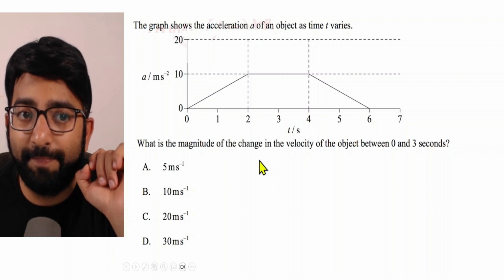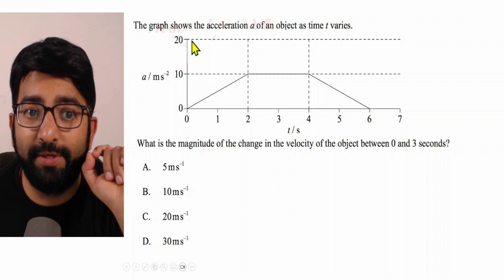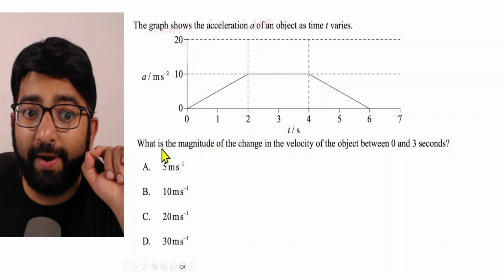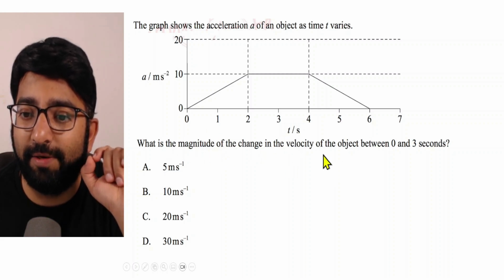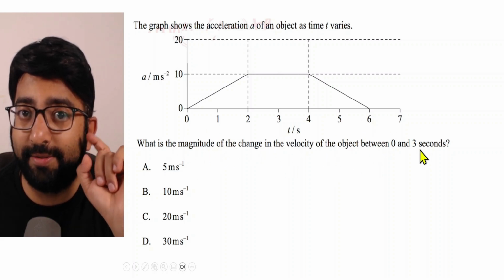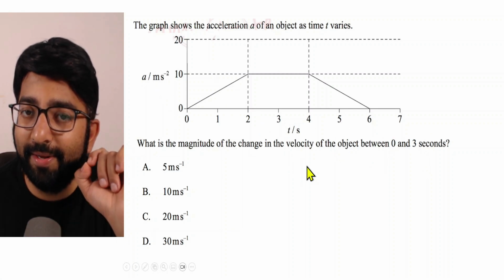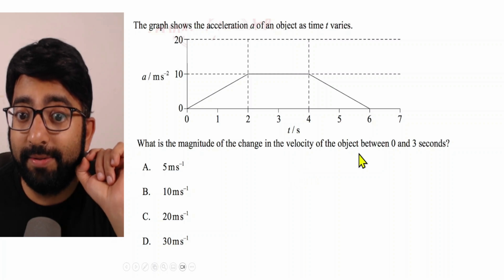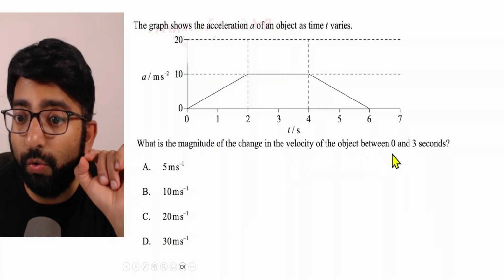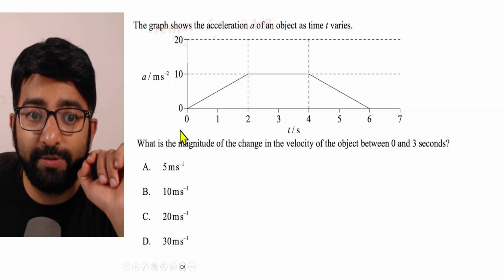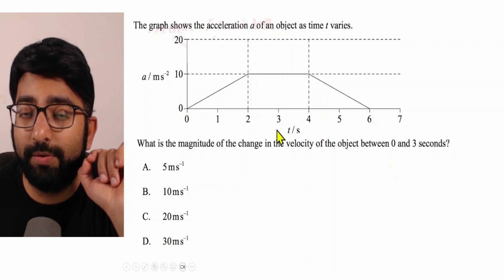A similar question to the previous one. Here we have a graph which is acceleration time and we have to find the magnitude of the change in velocity from 0 to 3 seconds. The same principle, area under the acceleration time graph will give us change in velocity. But the time is important. We are supposed to only focus between 0 and 3 seconds. So t is equal to 0 to t is equal to 3 seconds.